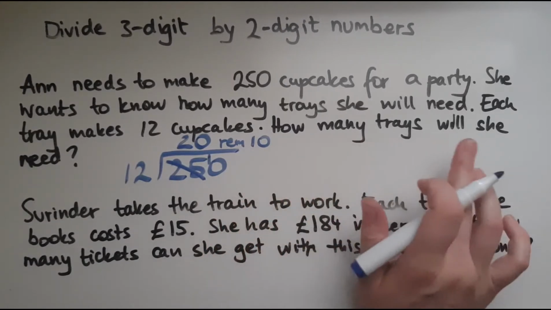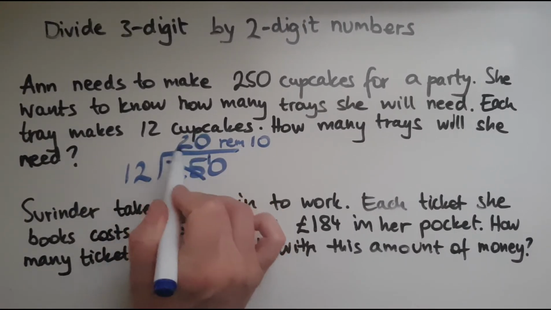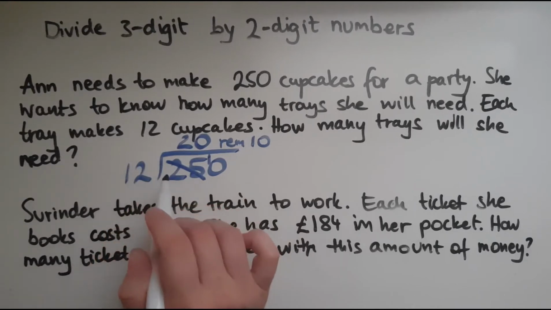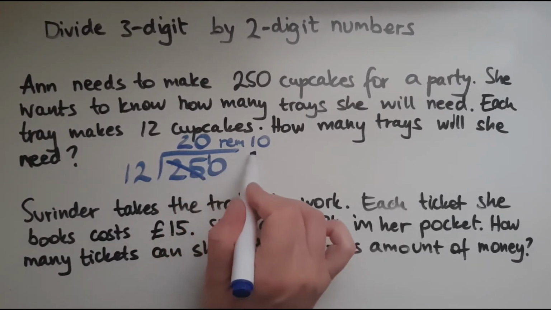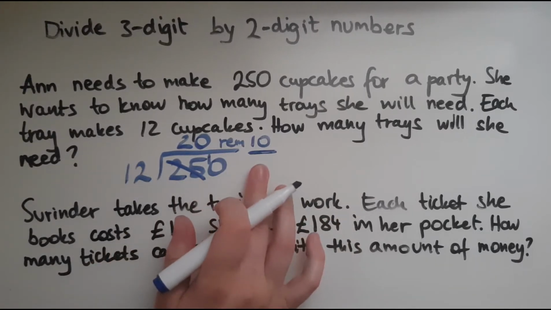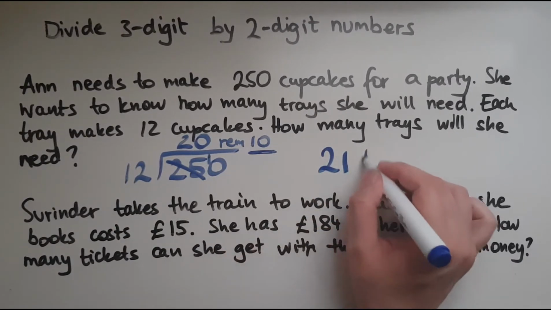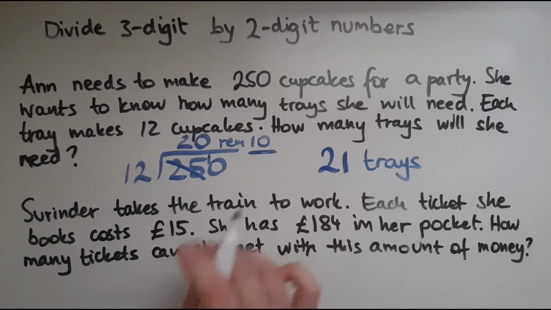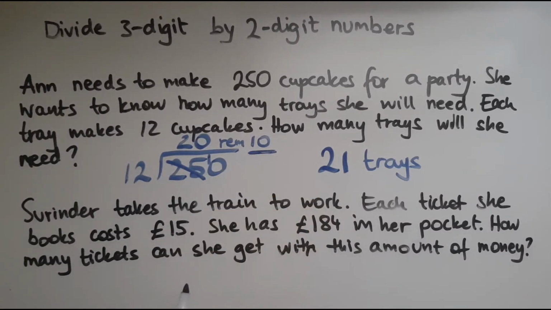Now the question is, how many trays will she need? If she used only 20 trays, she will only be able to make 240 cupcakes, but she of course needs to make those 10 extra cupcakes as well. So we can't say she needs 20, we'll say she needs 21 trays. There'll be 2 spaces left, but we can't leave those 10 out, so we'll say 21 trays.